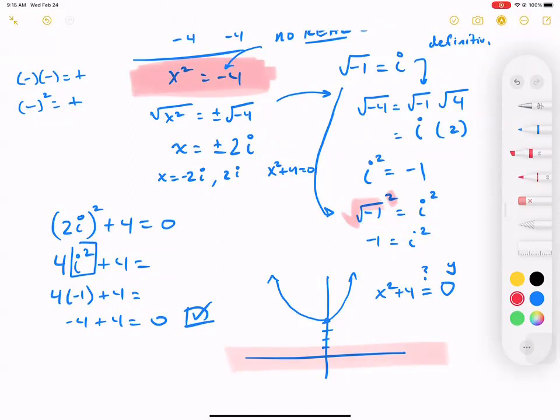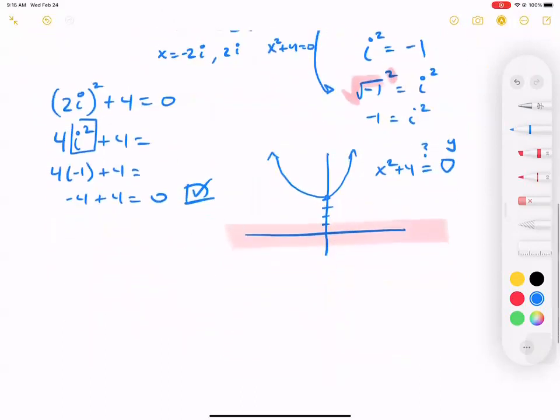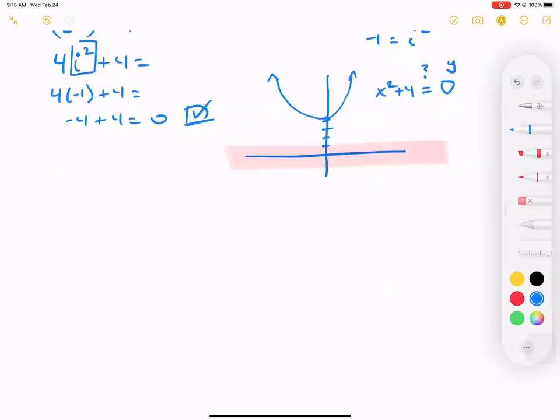Okay, let's go back to real numbers here. So what if I gave you something like this? 4f squared minus 81 is equal to 0. Now how would I solve for this one? We need to get rid of the -81. We have to get rid of the 4 and then the squared.